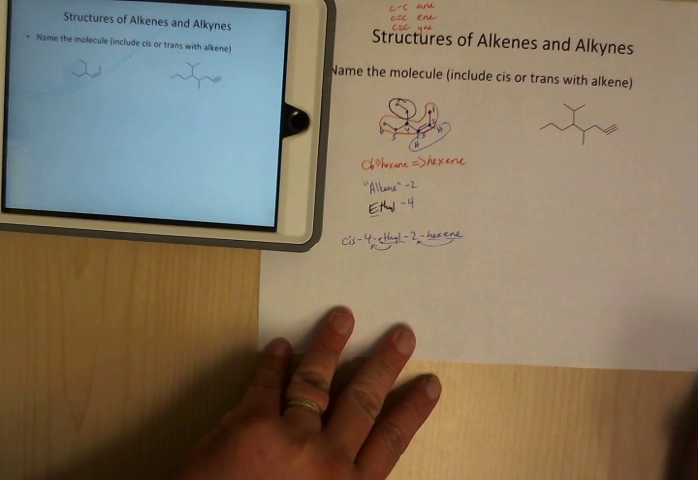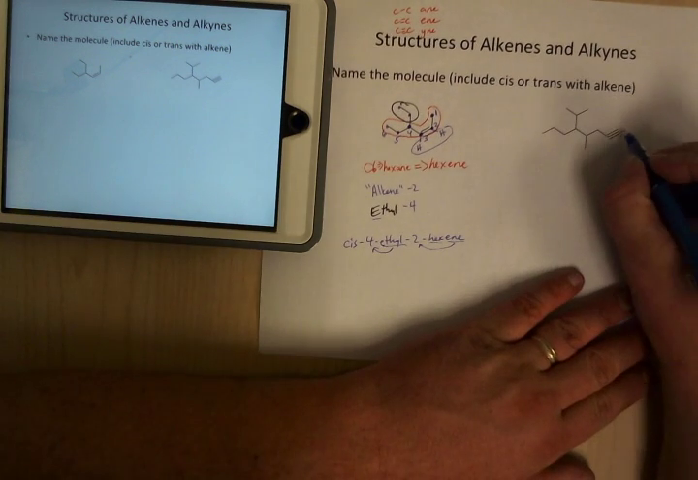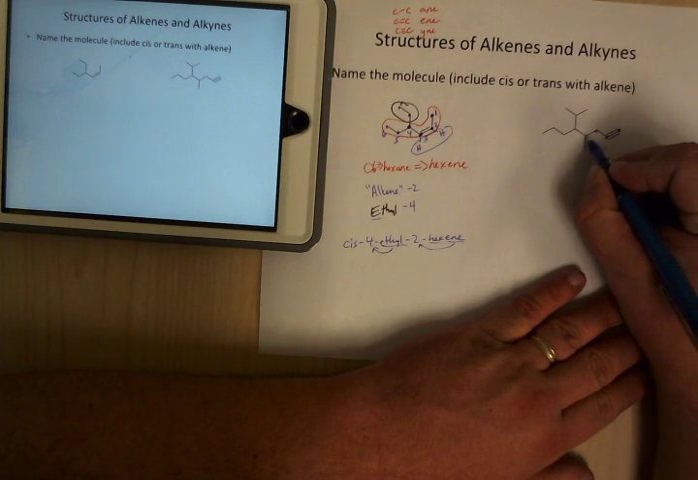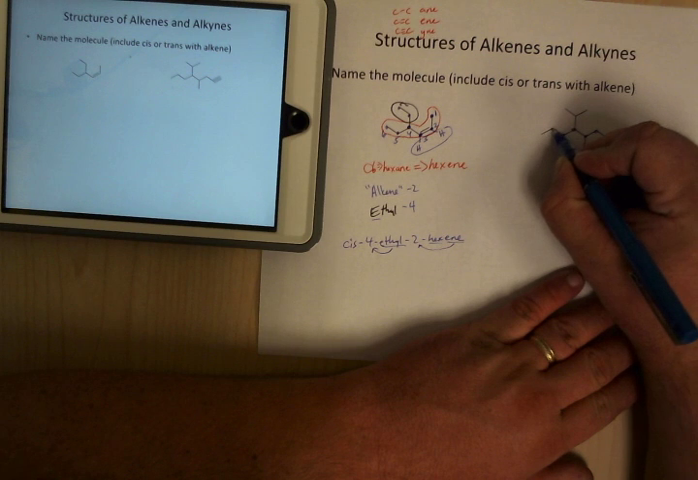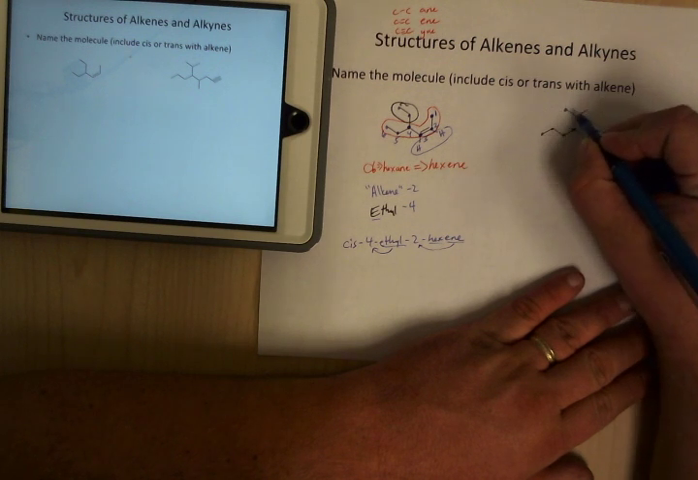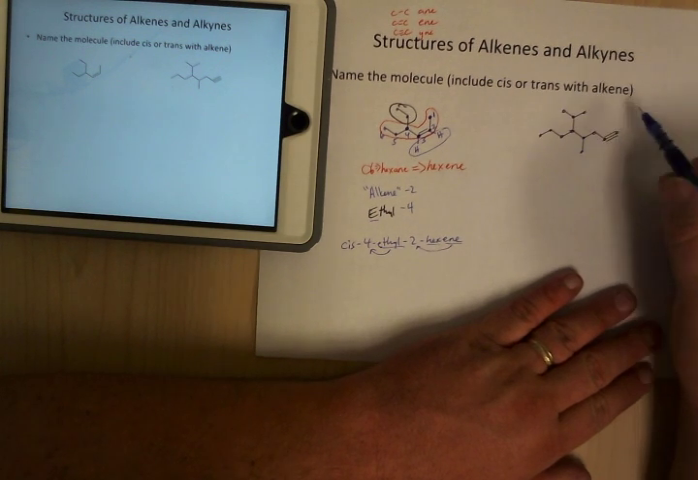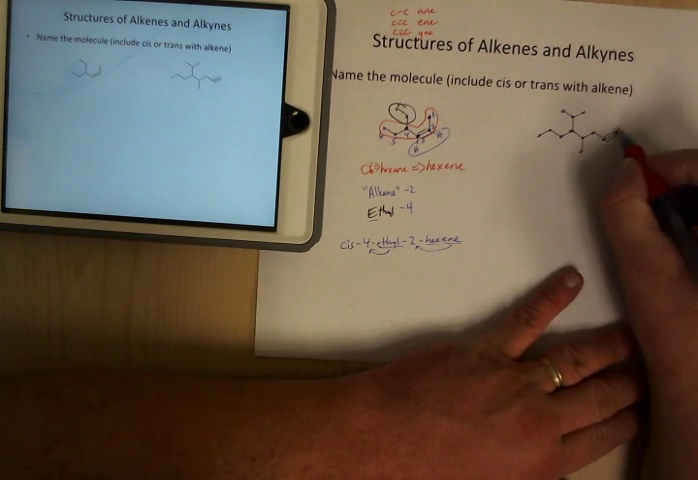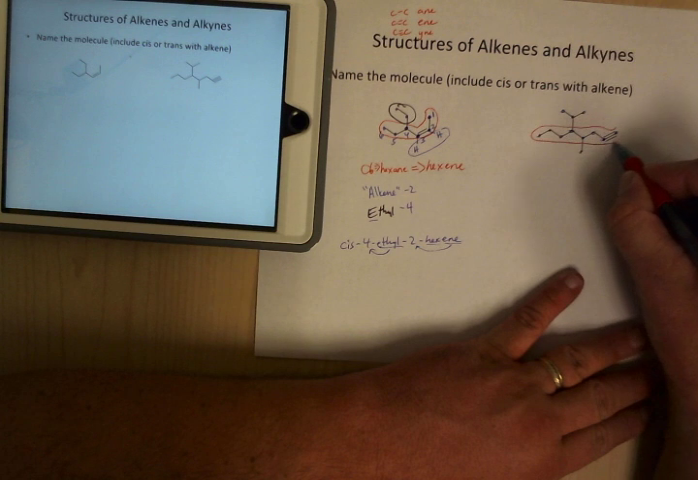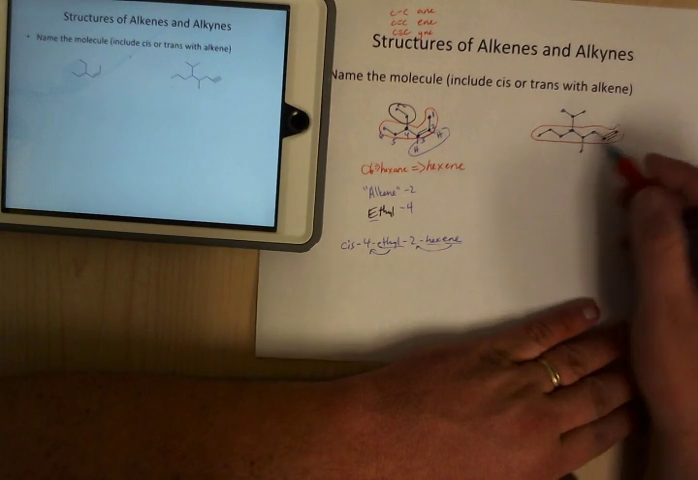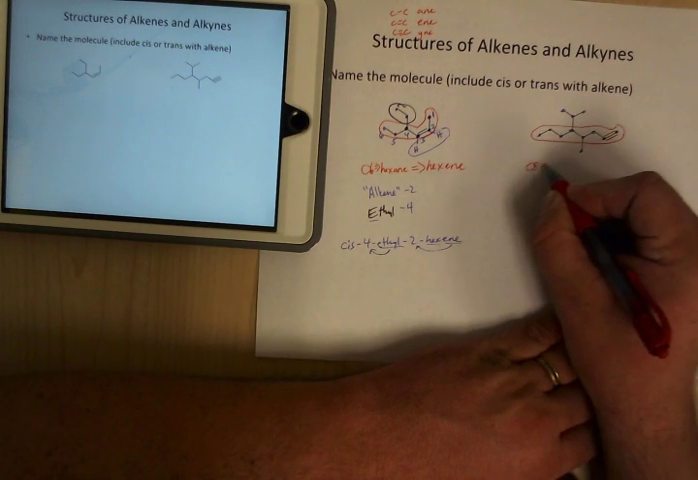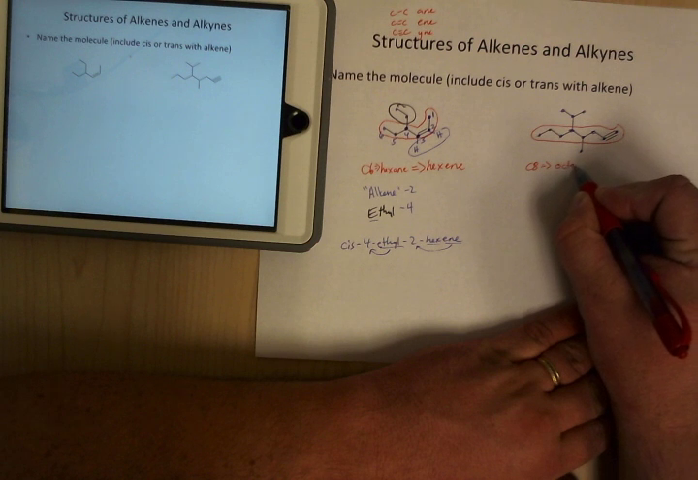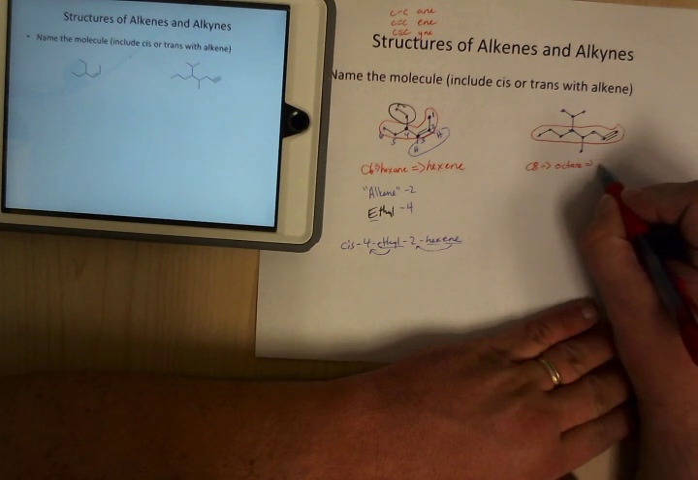Not too bad. Now for this one here, put in your dots. So here we go: 1, 2, 3, 4, 5, 6, 7, 8. 1, 2, 3, 4, 5, 6, 7. So here's our main chain, which just so happens to be the horizontal one. It's C8, which would normally be octane, but since it's a triple bond, it's octyne.